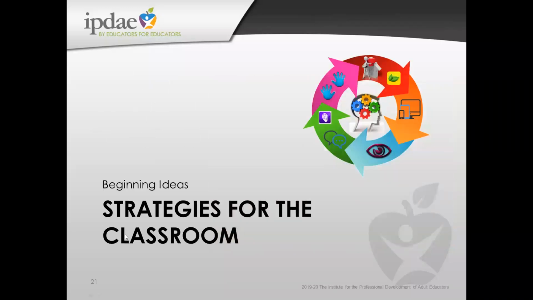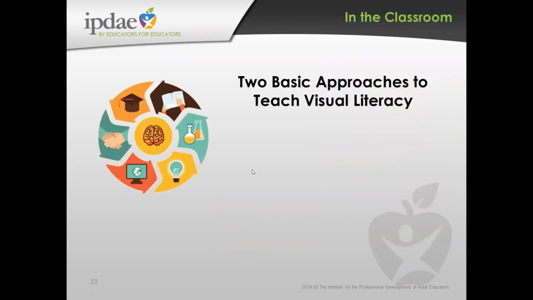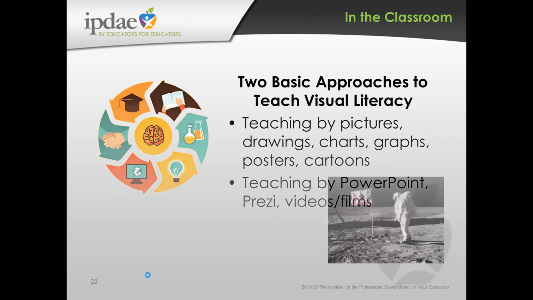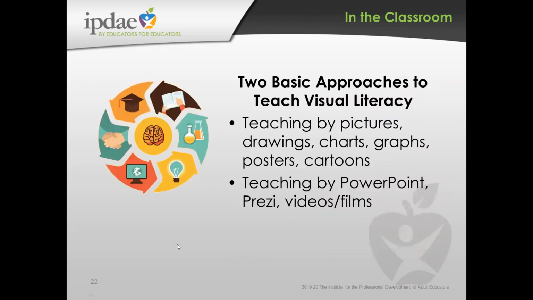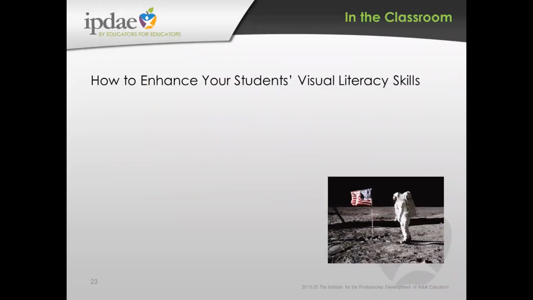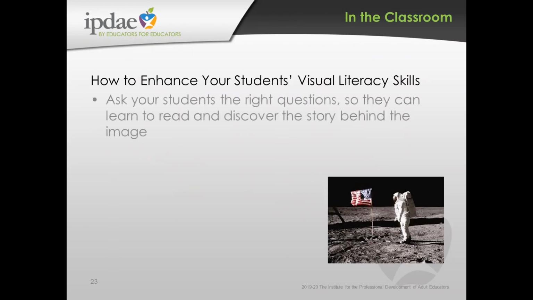So those are the 4 words of meta-language that would be important for all of us to know. But let's take a quick look then at some strategies. There's really 2 basic strategies or approaches to teach visual literacy. One is we can teach by the more static pictures, drawings, charts, graphs, posters, cartoons. The other one is we can teach from more of the videos, films, PowerPoint, Prezi, those types of things, a little more interactive.